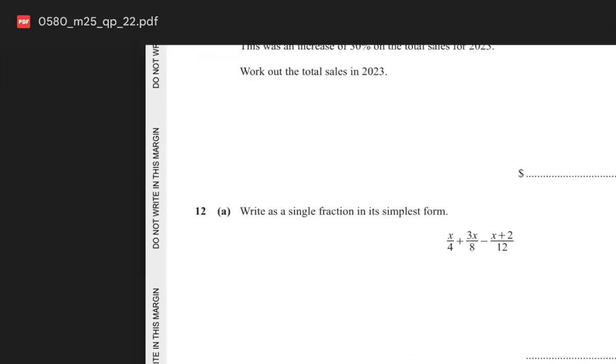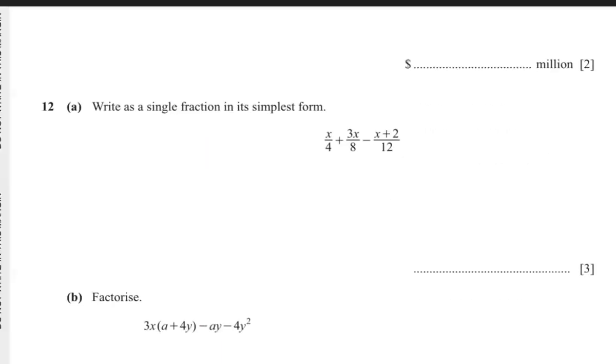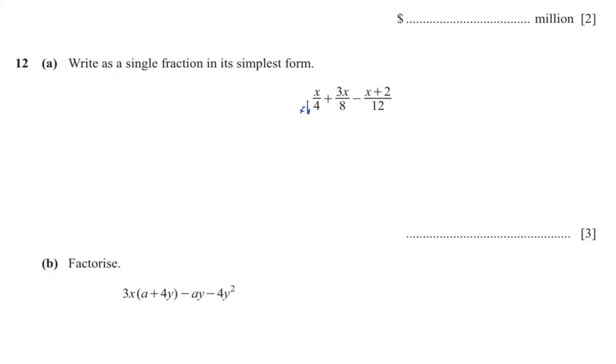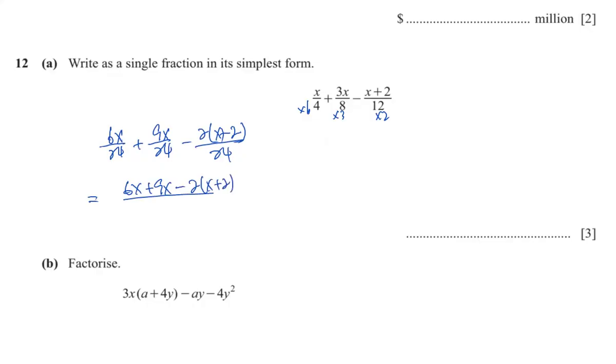So this one times 6, times 3, times 2. So this is 6x over 24 plus 9x over 24 minus 2 times x plus 2 over 24. Once the denominator is the same, I just combine my numerators. Let me remind everyone, when you combine fractions, add brackets. If you don't know when to add, when not to add, just add. Here already have, so no problem.